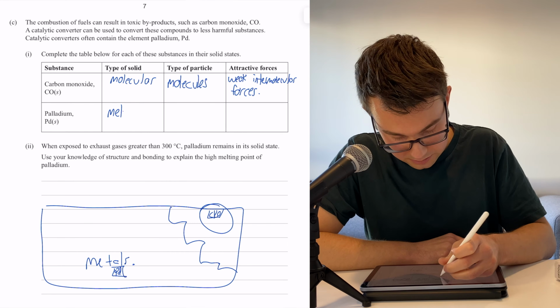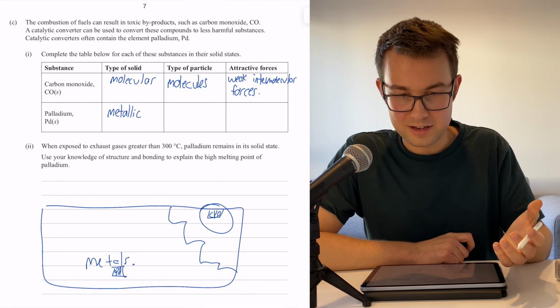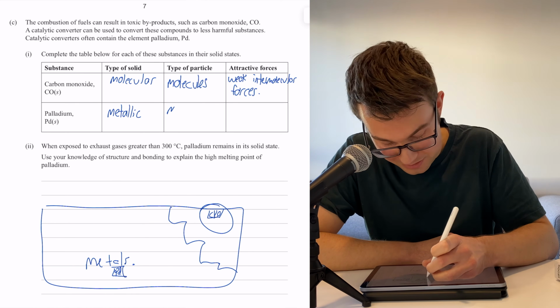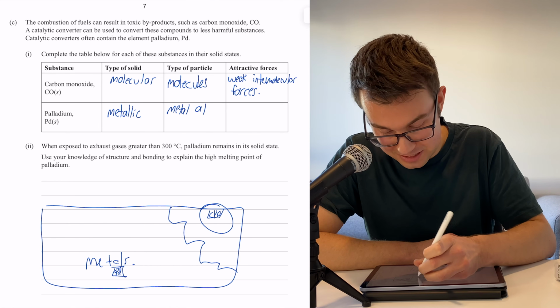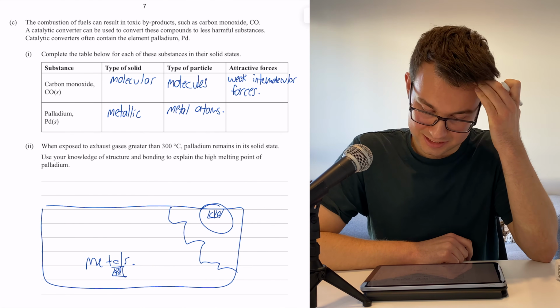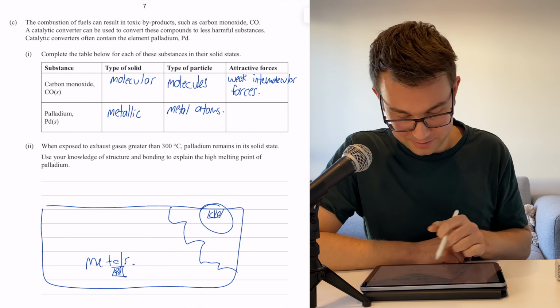It's a metallic solid. The type of particle? What's it going to be? Metal atoms. Wow. Okay. I don't know. It seems silly, this table. Okay. I'll stop being mean to the table.